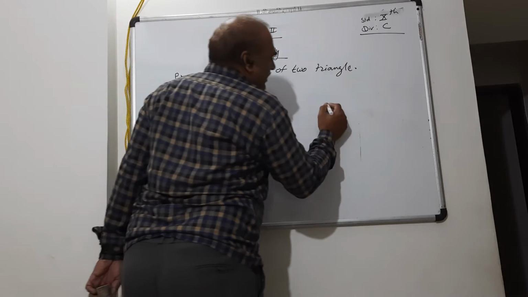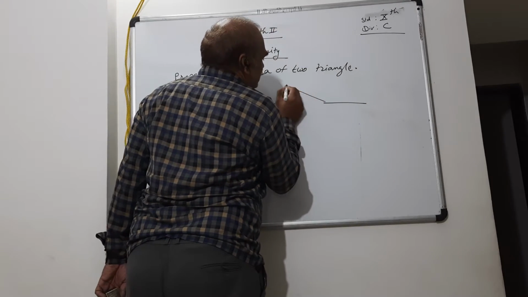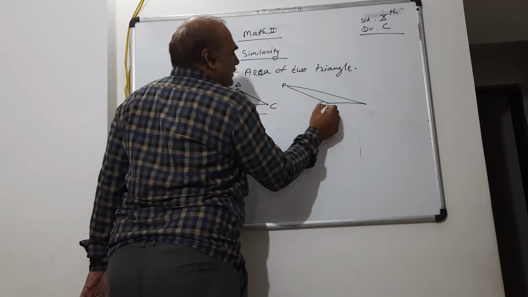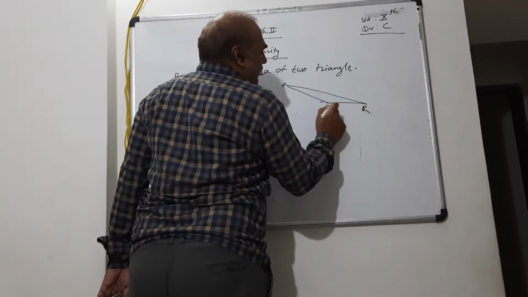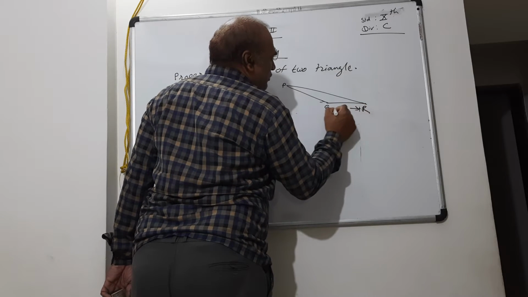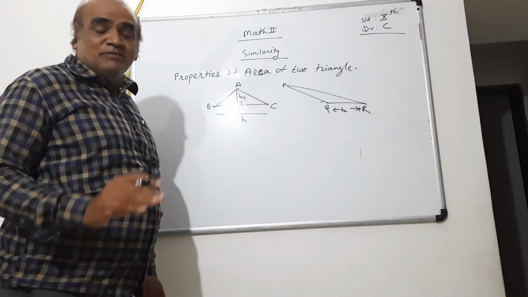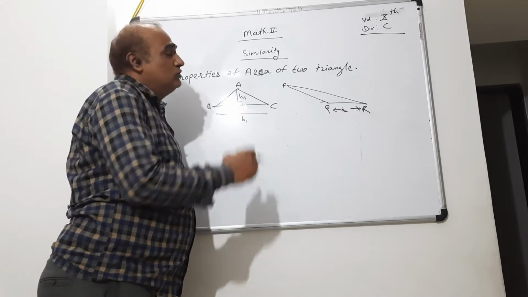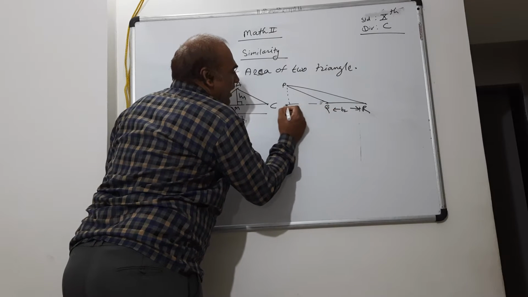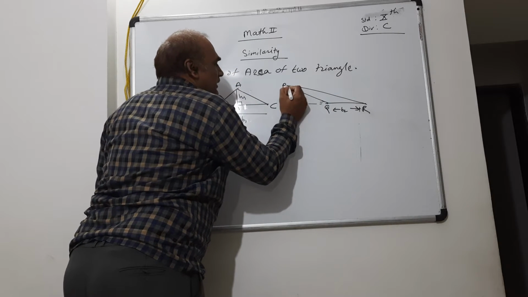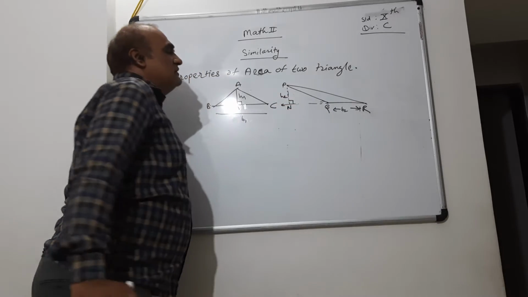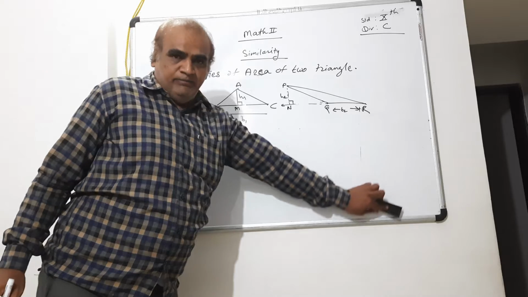Now suppose another triangle PQR. When QR is the base, then which is the height? Height is the perpendicular drawn from the vertex to the base. That is, this perpendicular on ray RQ is the height H2. Suppose PN is the height of the second triangle PQR.